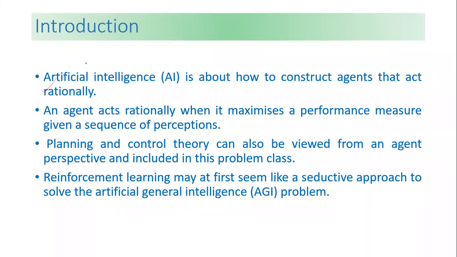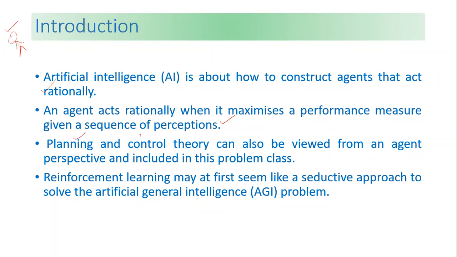In reinforcement learning, whatever we are doing will be done with the help of an agent. Clear. So an agent acts rationally when it maximizes a performance measure given a sequence of perceptions. That is clear. We already studied that. Then what will be the next one?